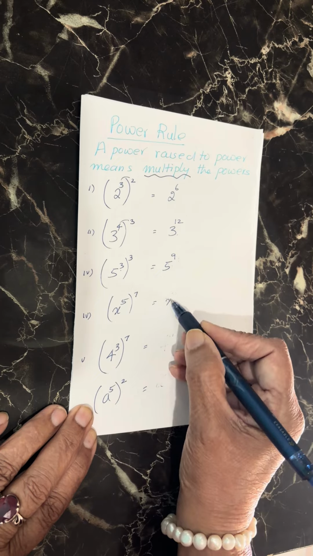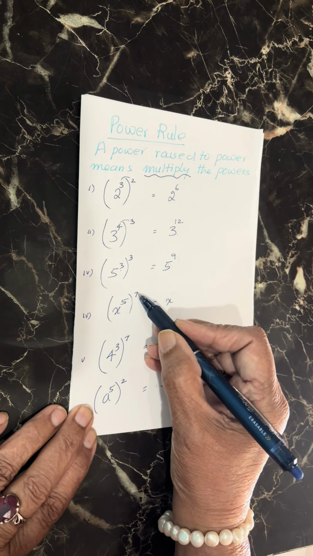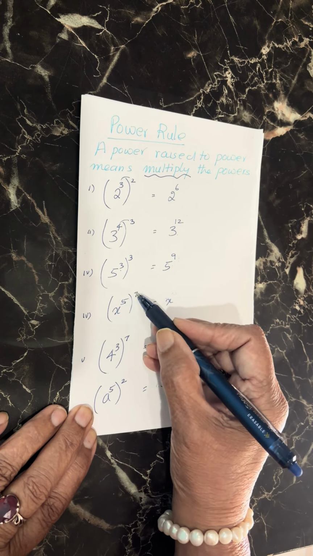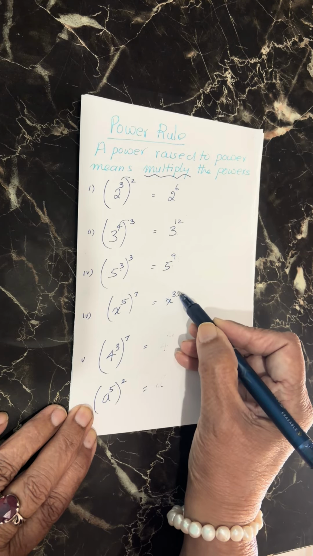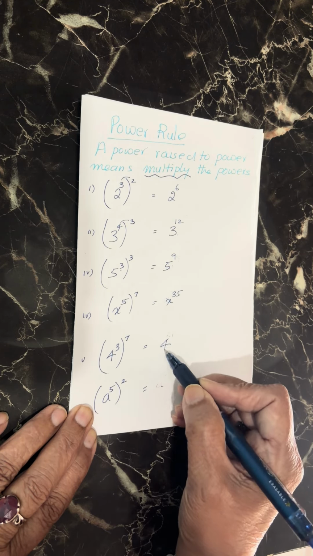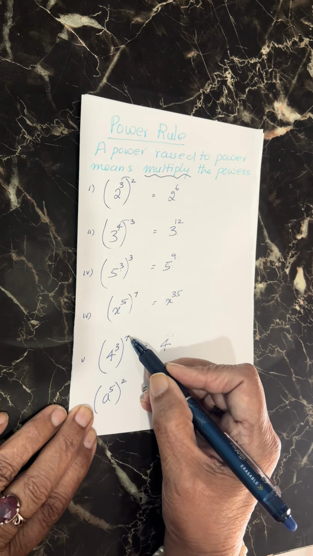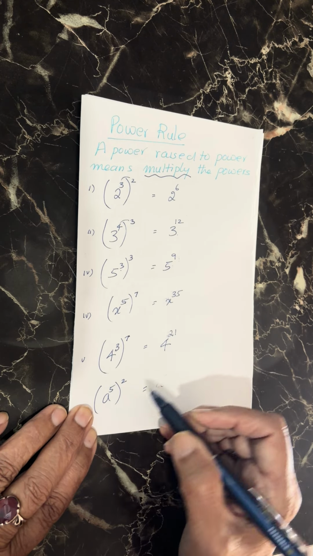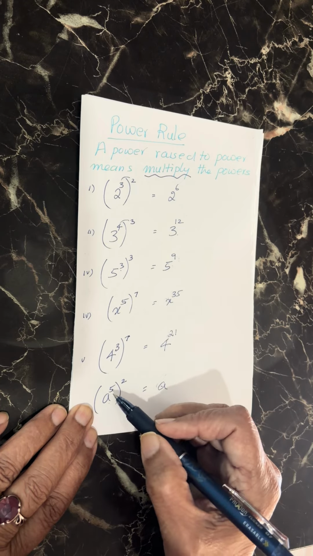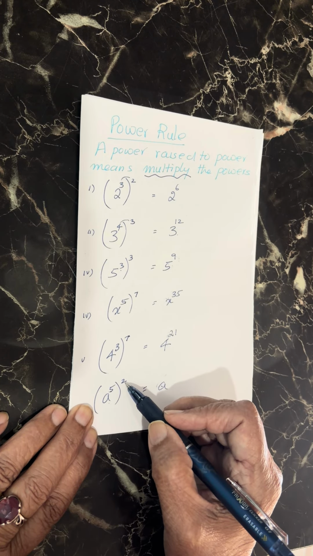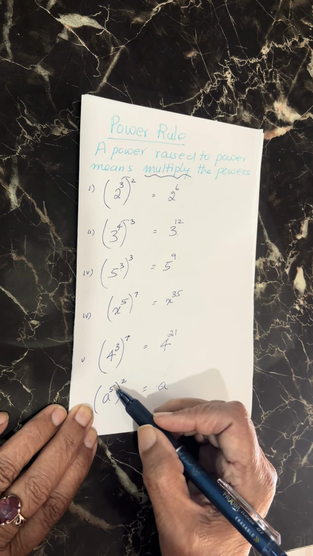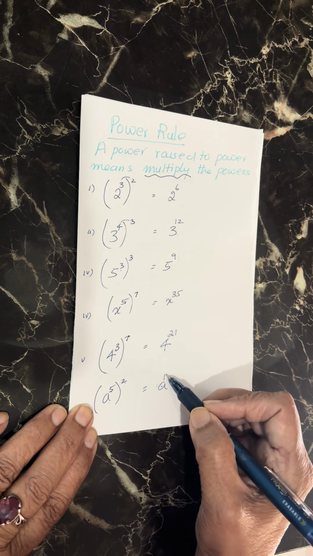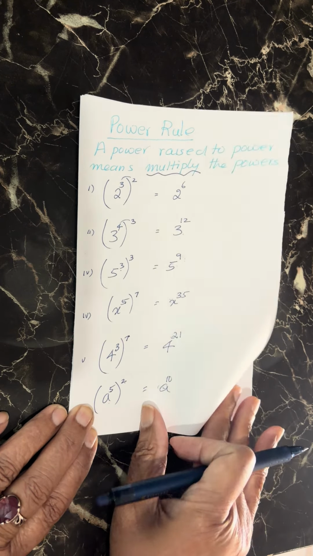Here x and power inside is 5. Outside there is 7. So 5 times 7 is 35. 4 is the base and inside power 3, outside power is 7. So 3 times 7 is 21. A is the base, 5 inside power and outside power is 2. Power and power they multiply. So 5 times 2 is 10. So this is called the power rule.